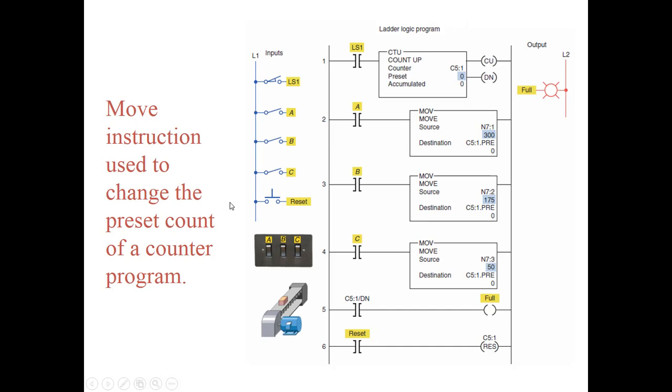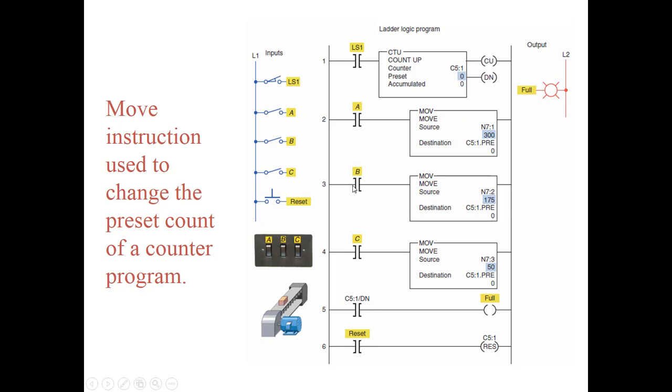So here we have move instructions to change the preset of a counter. If this limit switch goes click, click, click, click, this is going to count up, and the accumulation is going to go up. What do we want to accumulate it to? Well, depending on if we have A, B, or C, if A is true, it is going to move 300 into the preset, and we would have to click this limit switch 300 times for the done bit to come true and the parts to be full.